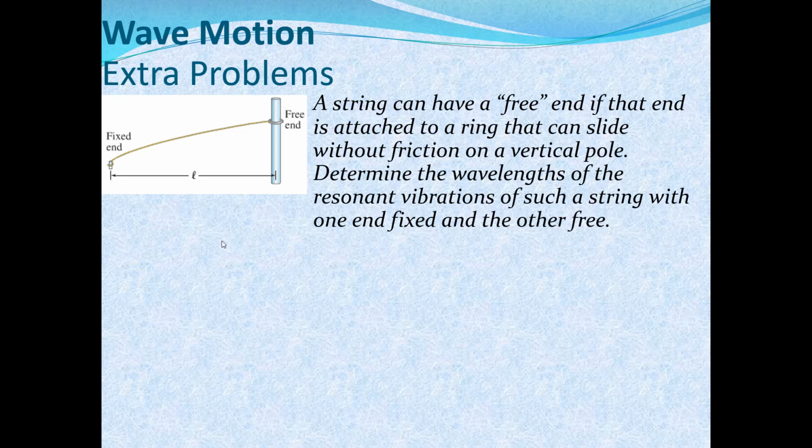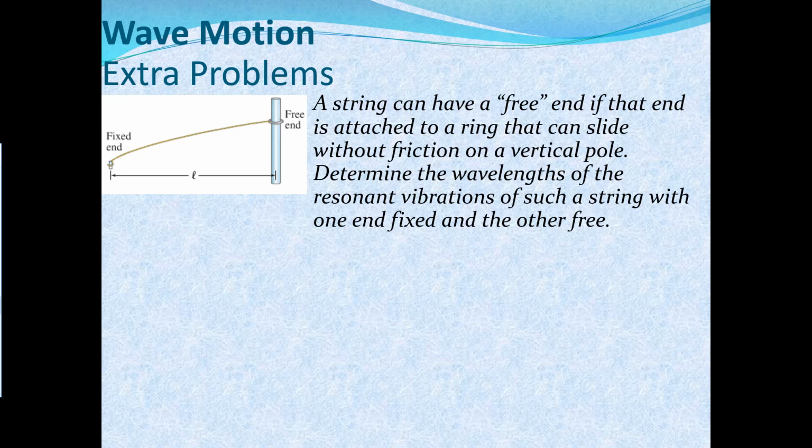Okay, so here they want to know what the wavelengths are of what's being shown here. This is something different than what we had before. Before, we had a string fixed at two ends, but now this end is free to move. What this means is that the standing waves that we create have to have a node here and an antinode over here.